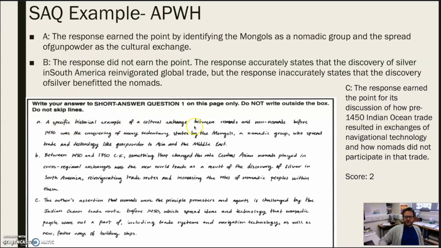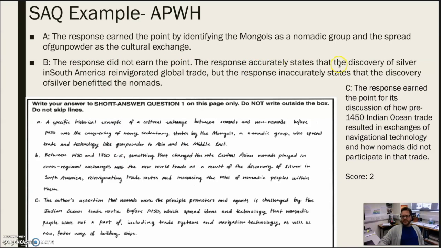Specific historical example, a cultural exchange between nomads and non-nomads before 1450 was the conquering of many sedentary states by the Mongols, a nomadic group who spread trade and technology like gunpowder. So the fact they were able to draw that out specifically right there to Asia and the Middle East. Now I do want to point out, they did not actually have 3 sentences for their answer here. They were able to do it in one long sentence. But this 3-sentence model of acing it is your safest and best way to ensure that you don't accidentally leave something out. All right, so B, this one, the response did not earn the point.